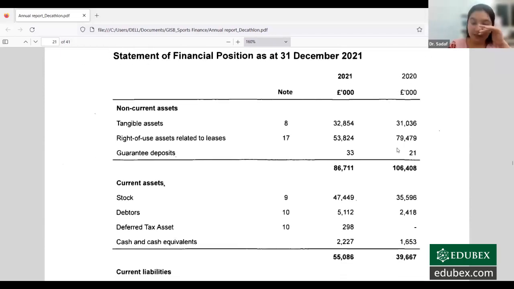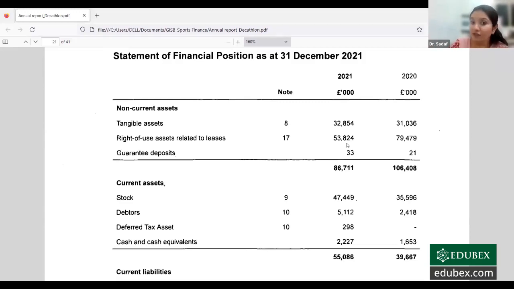Now we have the balance sheet. In the balance sheet, we have the non-current or the long-term assets. Then we have tangible assets, that is the assets which are there for the long term in the business. The right of use assets are the assets which are taken by the company on lease basis. And the deposits. So these are also assets for the business, like they have invested the money into deposits which they can use for the future.